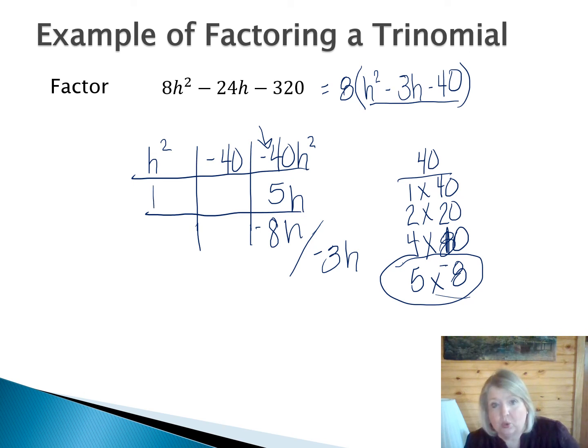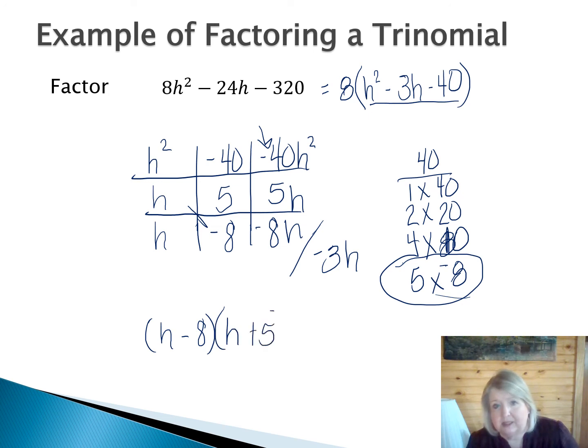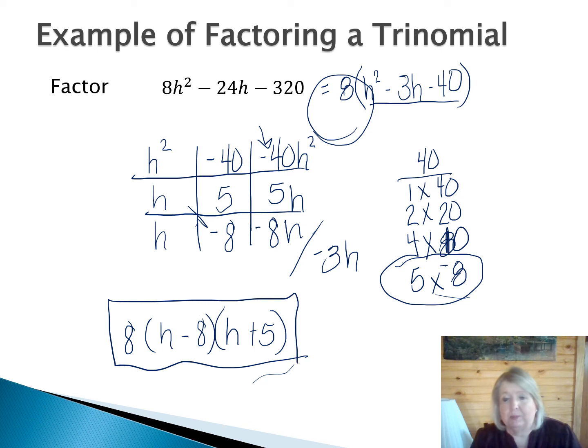So what do h squared and each of those have in common? Clearly only an h, and h times h is h squared. Well, h times 5 gives me 5h, and h times negative 8 gives me negative 8h. And negative 8 times 5 is negative 40. So I know I did it right. I just have to read my diagonals, h minus 8 and h plus 5. Now, fair warning, this is where so many students miss it because they forget to bring that 8 down here. It must be there for your problem to be correct.